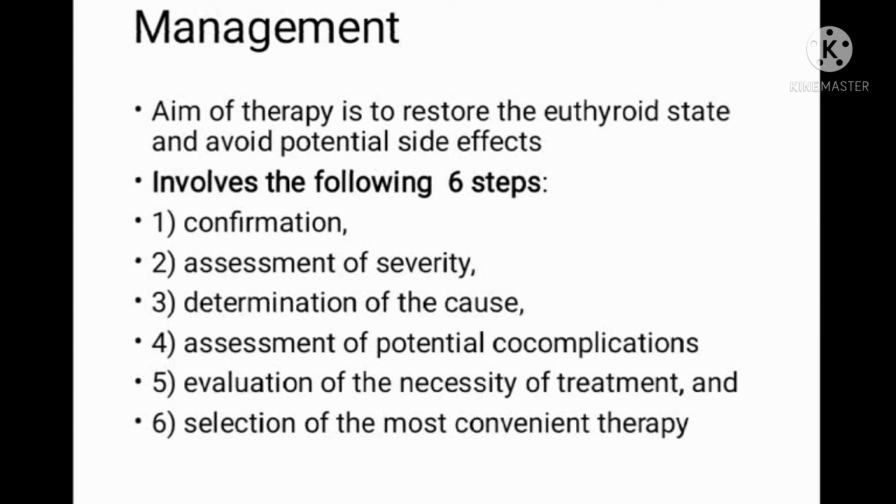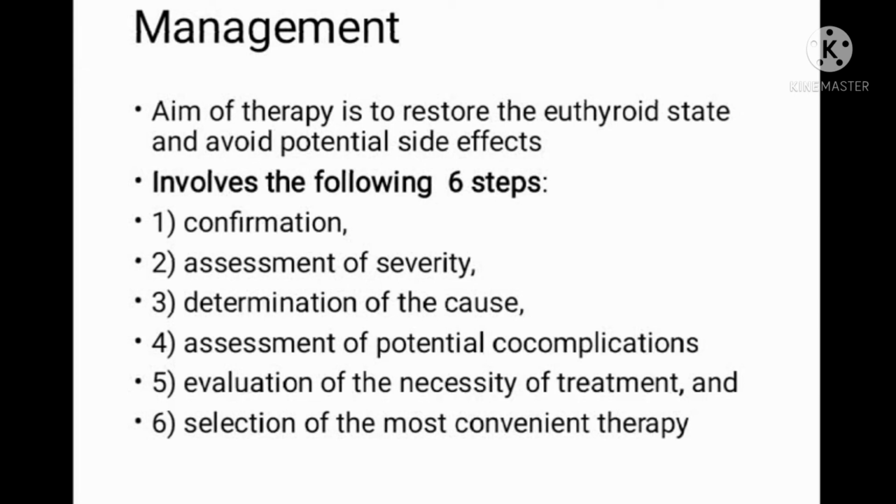When it comes to the management of subclinical hyperthyroidism, the aim of therapy is mainly to avoid potential side effects, and also to restore the patient to the euthyroid state. So the management involves steps. One is confirmation, how to confirm whether the patient has subclinical hyperthyroidism. The other is assessment of the severity, whether the patient has mild or severe subclinical hyperthyroidism.